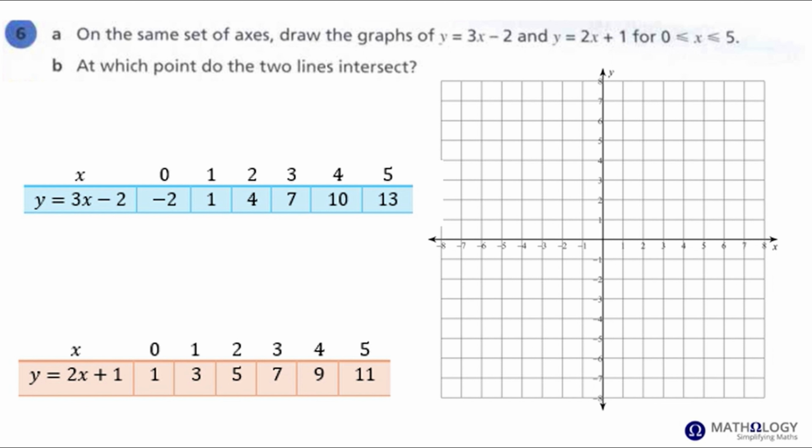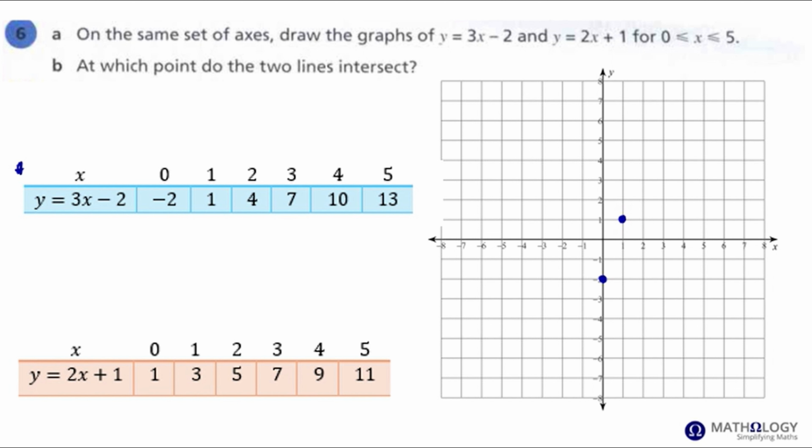We've chosen integer values 0, 1, 2, 3, 4, and 5 for both graphs, and now we just plot these points. So we're starting with the first function, y equals 3x minus 2. We're going to plot the point (0, minus 2). So we start at the origin, 0, and then we go down 2 units because y is negative. So we go down to negative 2. Plot the first point. Then x is 1, y is 1.